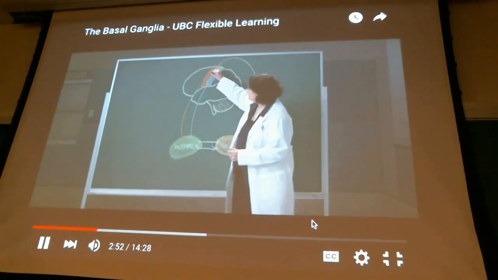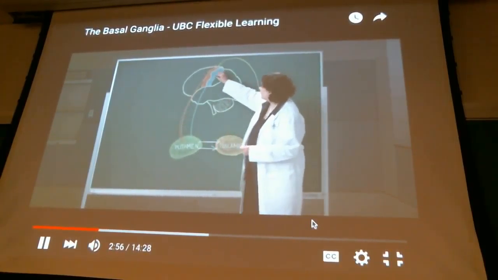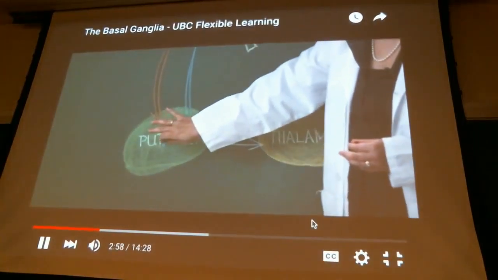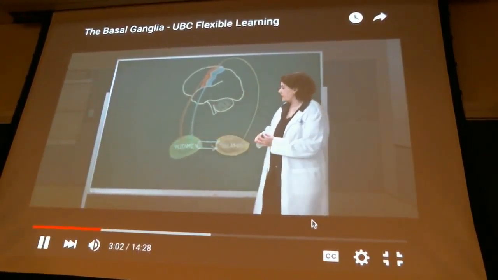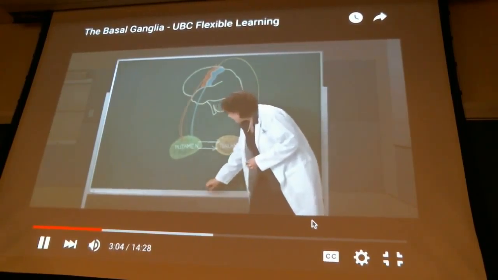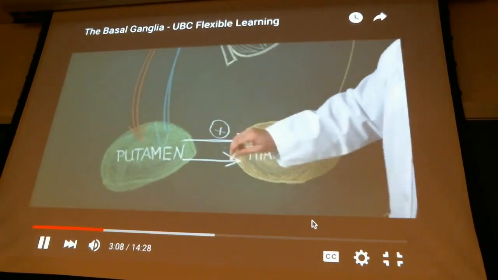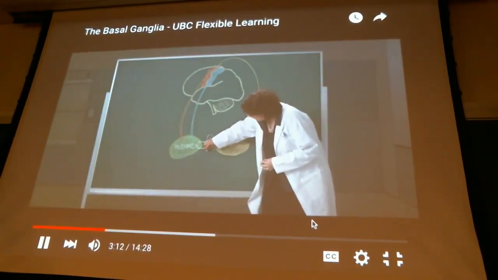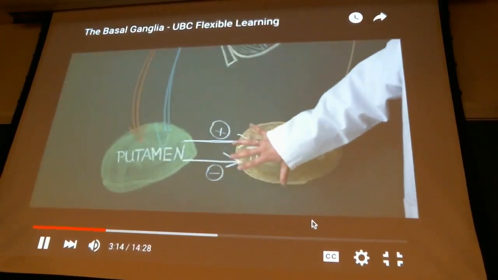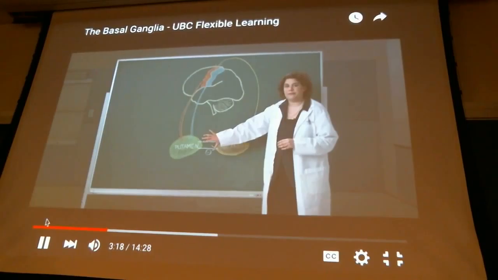Afferents from motor and sensory areas of the cortex reach the putamen. Here, the information is processed. All movements that are part of the integrated plan are facilitated through the direct pathway, and all competing movements are inhibited through the indirect pathway. The signal that reaches the thalamus is a balance of these pathways.